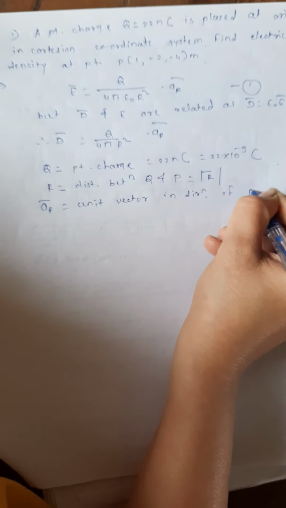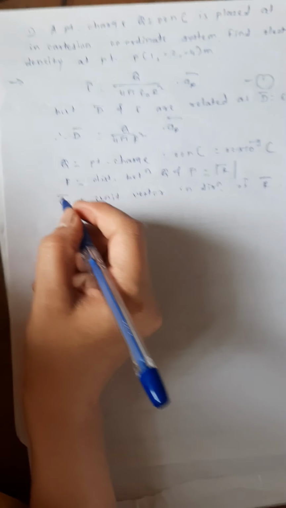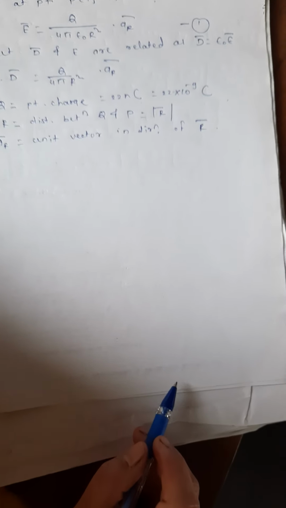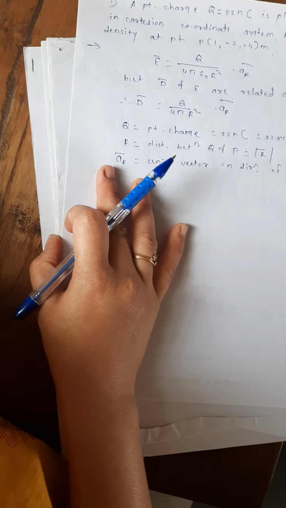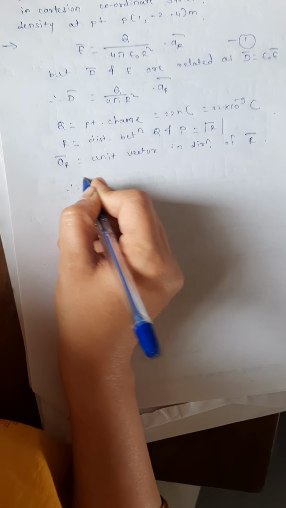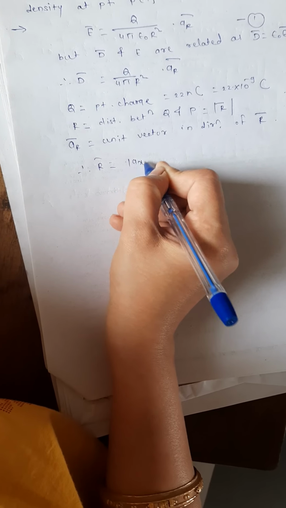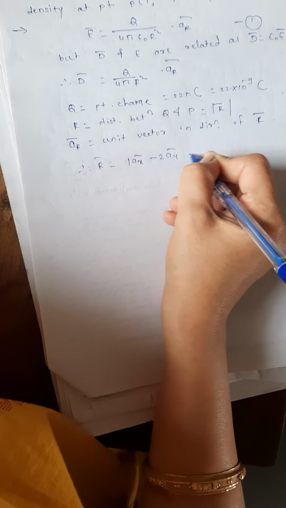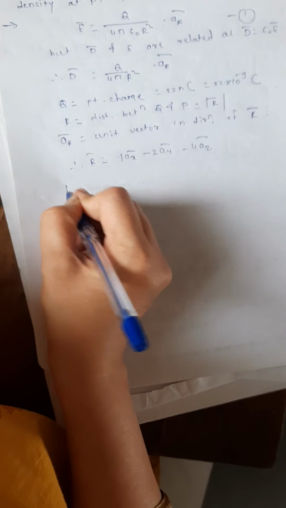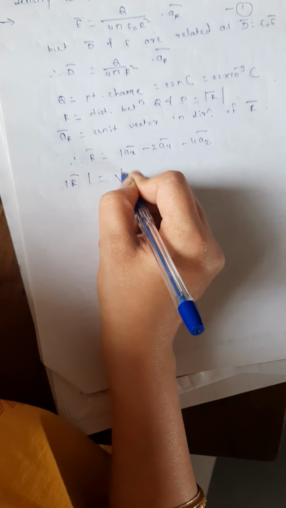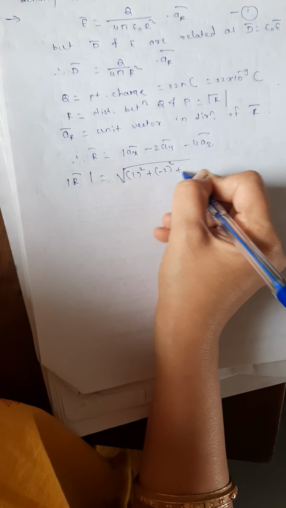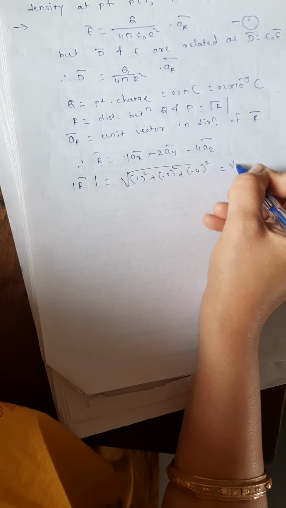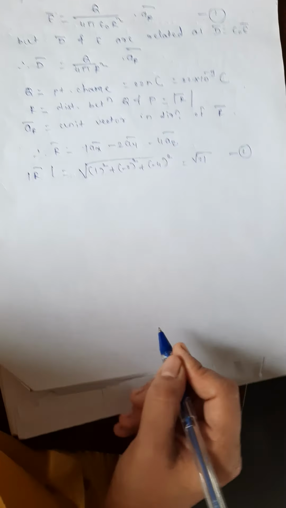So what is R bar? R bar is the vector drawn from the point charge Q placed at the origin to point P, which is at (1, -2, -4). So R bar is equal to 1 AX bar minus 2 AY bar minus 4 AZ bar. And what is mod R? Square root of 1 square plus (-2) square plus (-4) square. So it is square root of 21. And this is equation number 2.